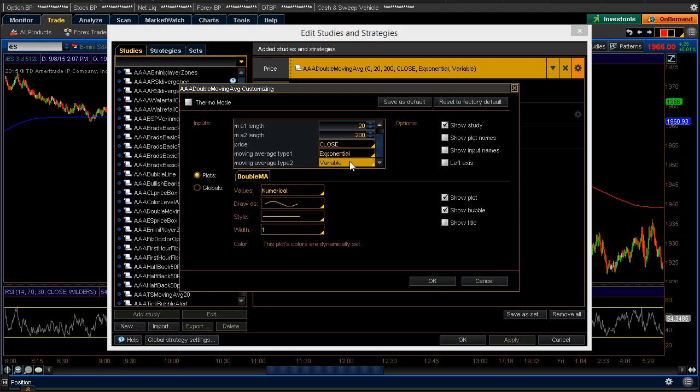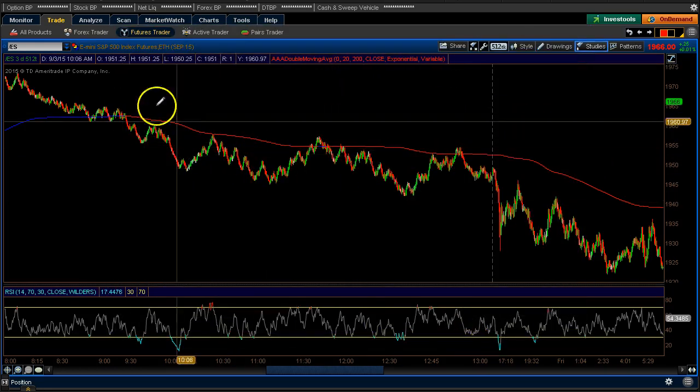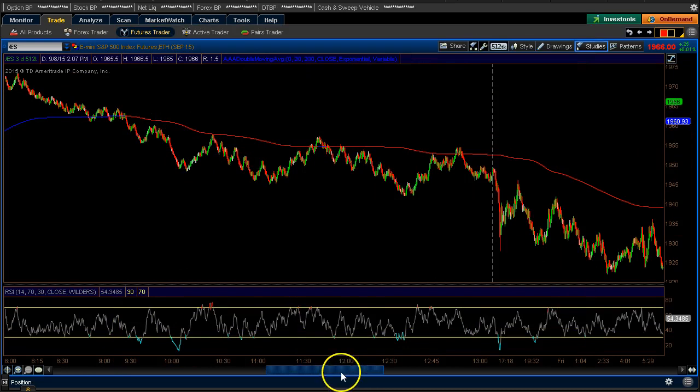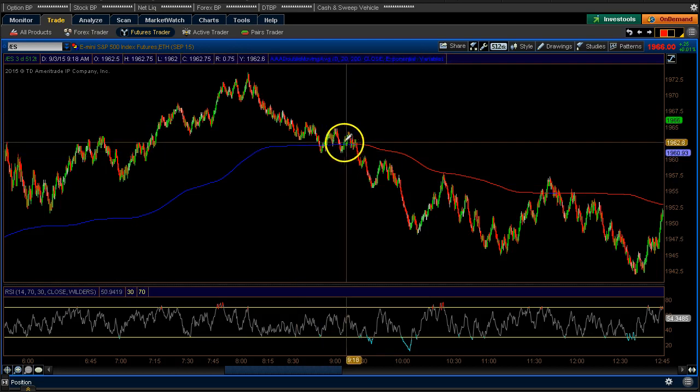This is what I use. I played around with it for a long time trying to see what works best. This is the one that works best with the time frame of the 512 tick chart. Select OK, apply, and now you have it. It's this line. What happens is when price moves through it, and the 20 and the 200 moving average lines actually cross, it's going to give a signal.